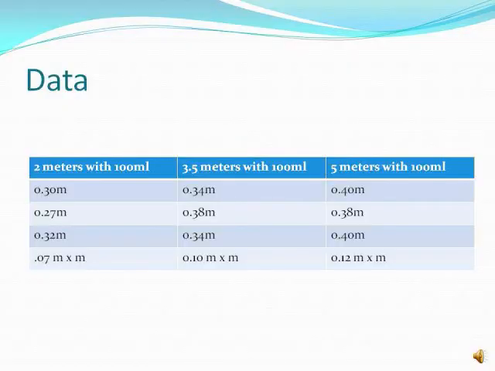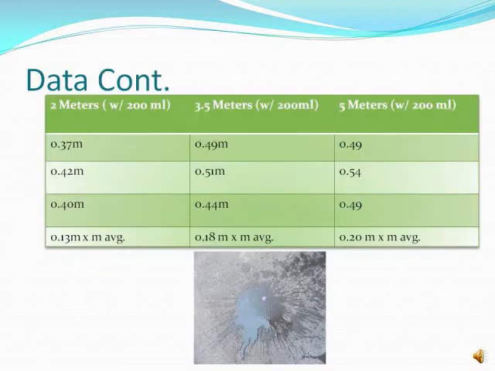The data for our experiment was fairly consistent. As you can see here, as the height of the balloon drop increased, so did the area of the splash radius. This can be seen in all of the trials. As we increase from 100 milliliters to 200 milliliters, a doubling of the balloon's volume, the trend of constant increase in splash area with increase in height stayed the same.